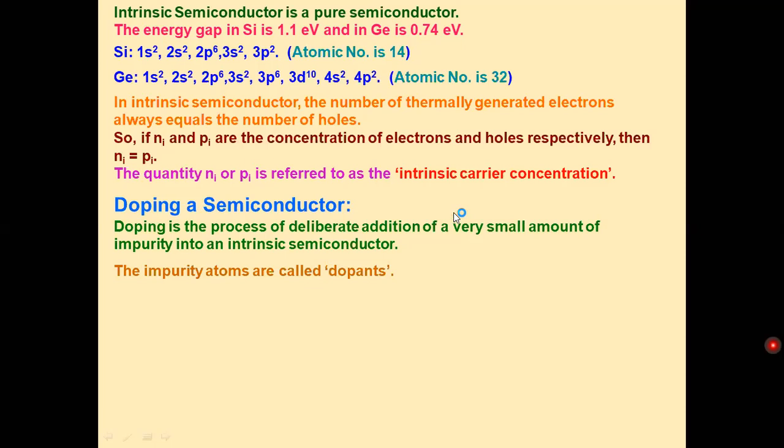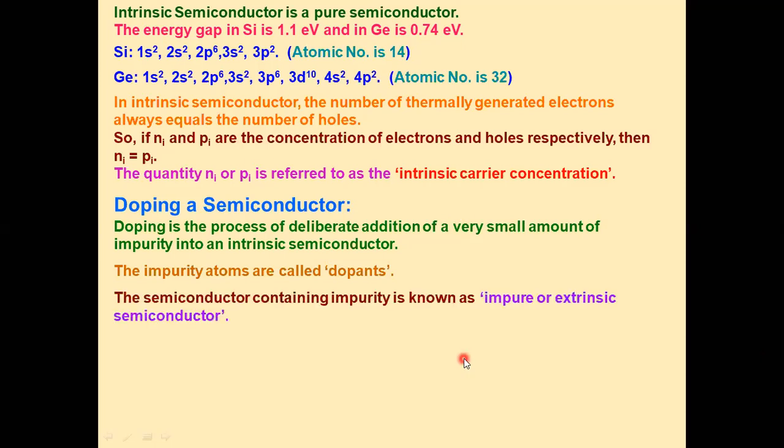Depending upon the type of impurity, there is a classification of doping into two types, P type of semiconductor and N type of semiconductor. And this semiconductor is known as extrinsic type of semiconductor, which means this is impure semiconductor.